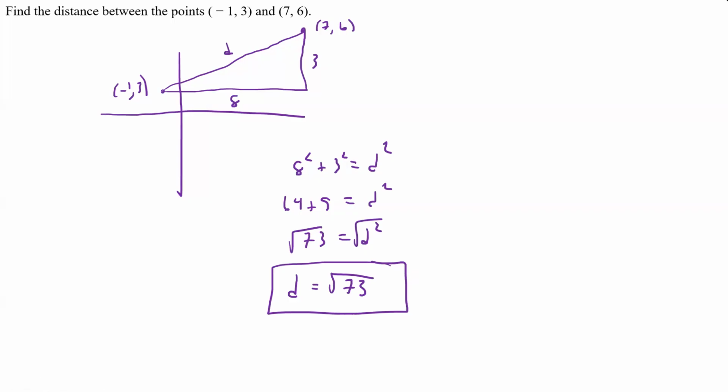Sometimes they'll give us 2 points, and we just have to assume what it's looking like. We could have also gone up this way and over this way, and that's still going to be 8 and 3, and that's still going to be the diagonal. We could have looked at it that way as well. It wouldn't have hurt. Okay.